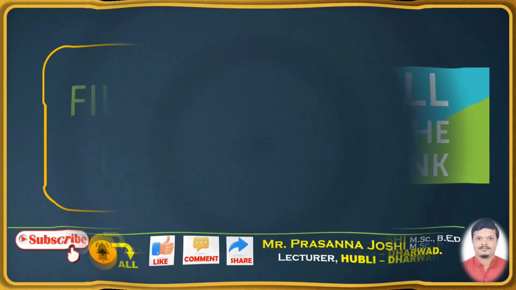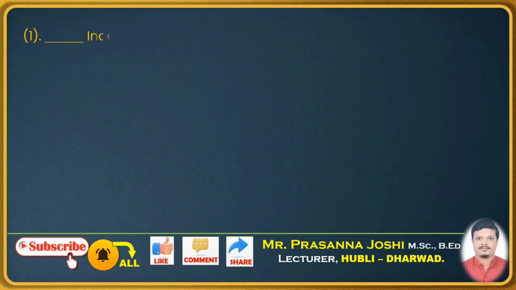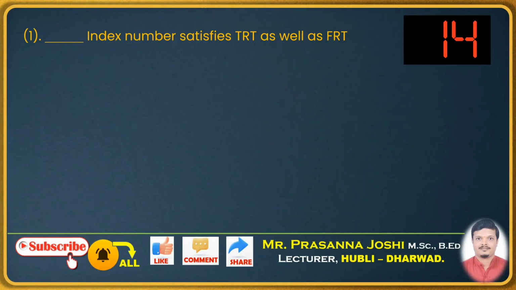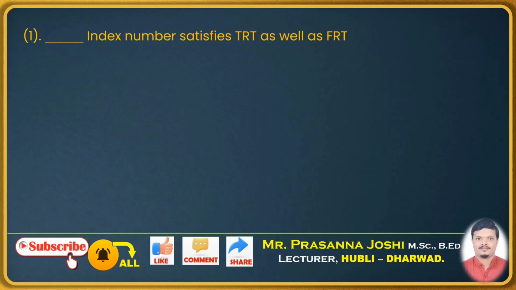Next, we shall go for fill in the blanks. First question goes like this. Dash index number satisfies TRT as well as FRT. You have to search for an index number which will satisfy both TRT and FRT. Only one index number which will satisfy both TRT as well as FRT is Fisher's index number. So the answer is Fisher's index number.